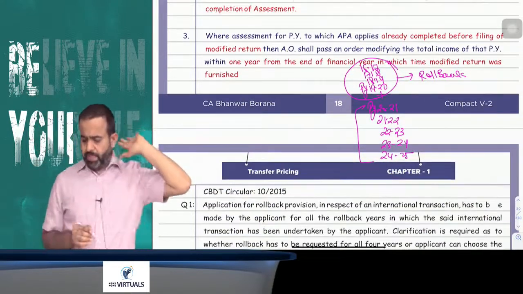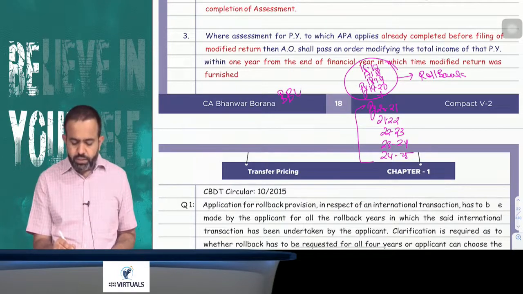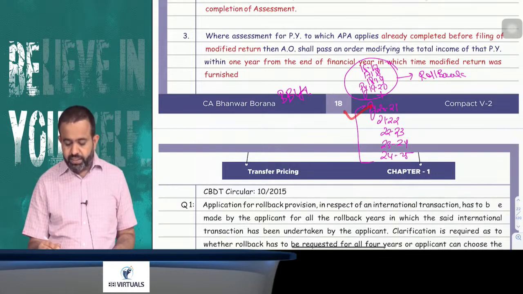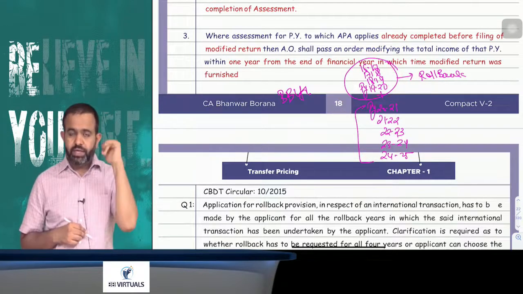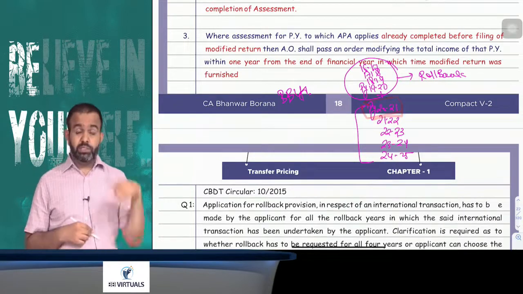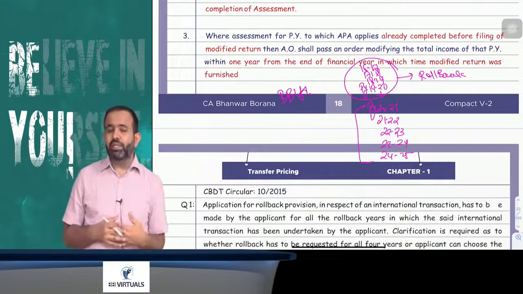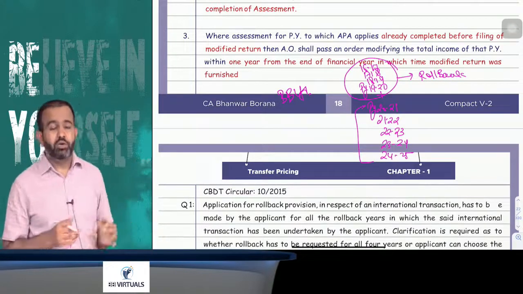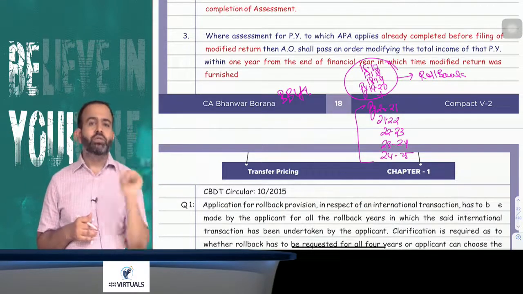Suppose, for example, there is an assessee named BB Limited, and BB Limited enters into the APA. Now the APA covers this year, 2021 till 24-25, these 5 years, and we also applied for rollback, so the rollback years are also covered. Now suppose we made the application in this particular year. The question is, will CBDT sign within some particular time? Is there any time limit to sign the APA? The answer is no, there is no time limit. Many times CBDT may sign the APA even after 2 years.